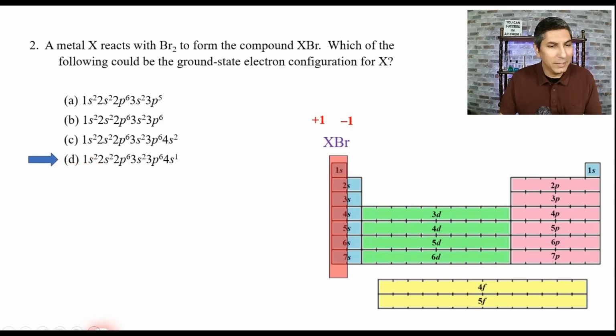1s2, 2s2, 2p6, 3s2, 3p6, 4s1. And that would be the electron configuration for potassium, and that certainly does make sense for this question.